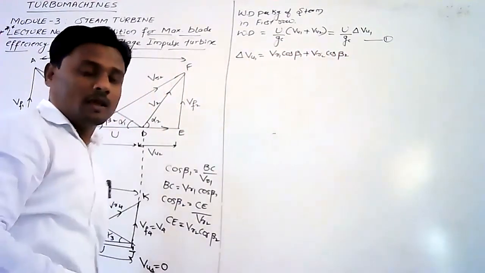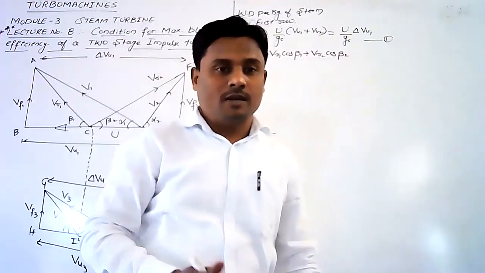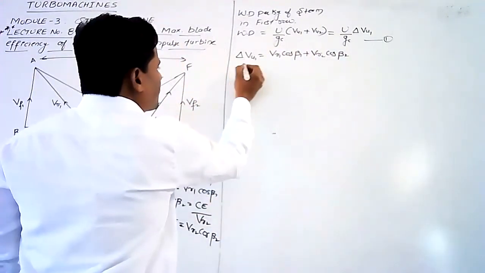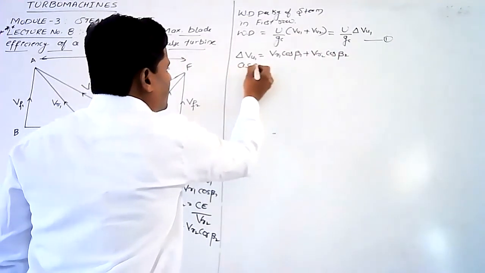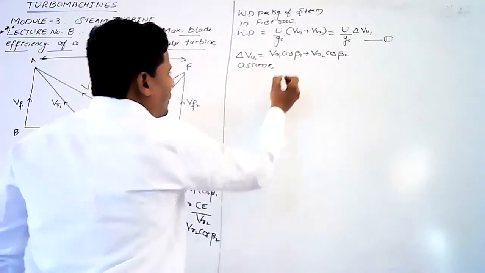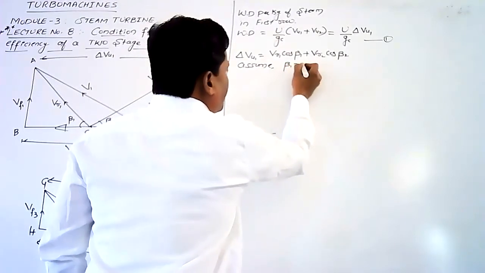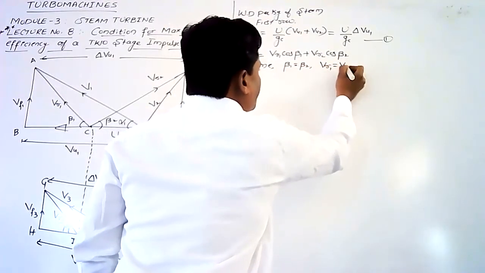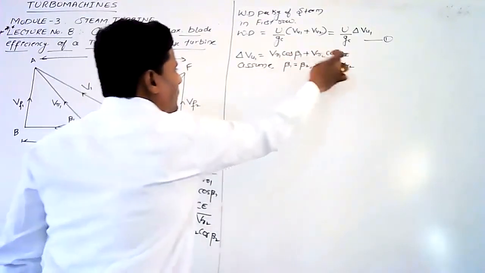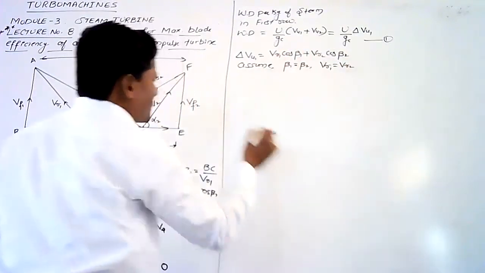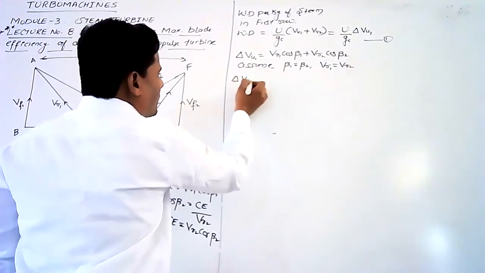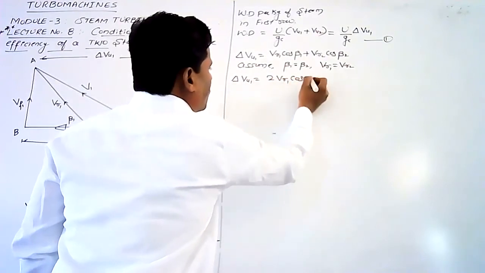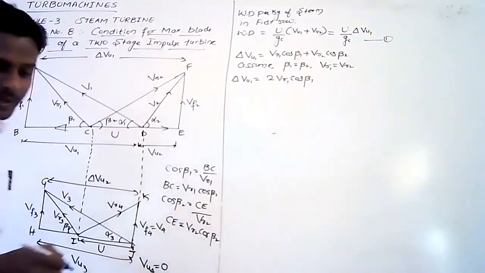Hope this is clear. Now, while making the assumptions, we have seen that beta 1 is equal to beta 2 since the moving blades are equiangular, and also for the ideal condition VR1 is equal to VR2. So beta 1 and beta 2 are both the same, VR1 and VR2 are both the same. So delta VU1 is equal to 2 times VR1 cos beta 1 here.